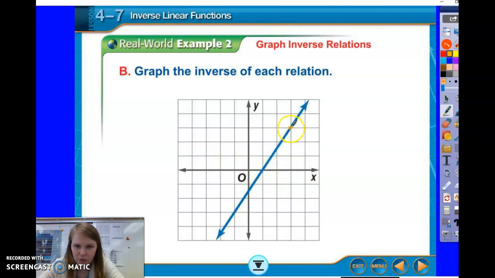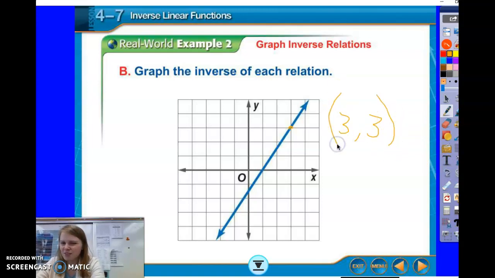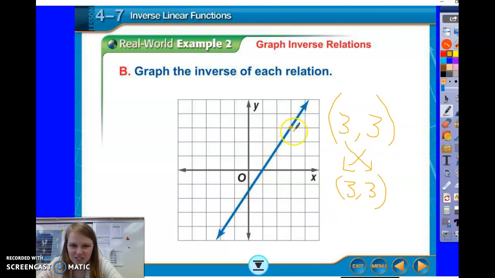So that point will be the same, right? Because that would be -3, comma, sorry, not negative. Goodness. 3, comma 3. And the inverse of that is still 3, comma 3. So that point is actually still there on the graph. What's another point? Here's one. That's an easy point to see. It's 1, comma 0, right? So the new point is going to be 0, comma 1.